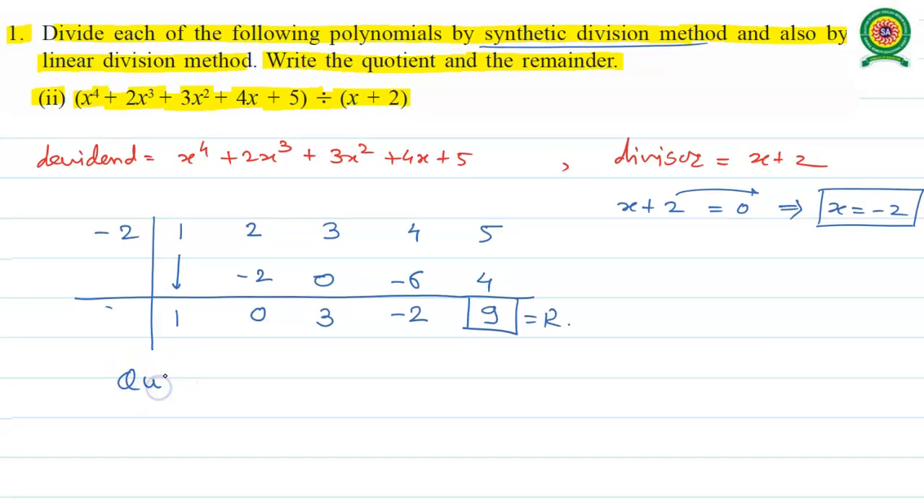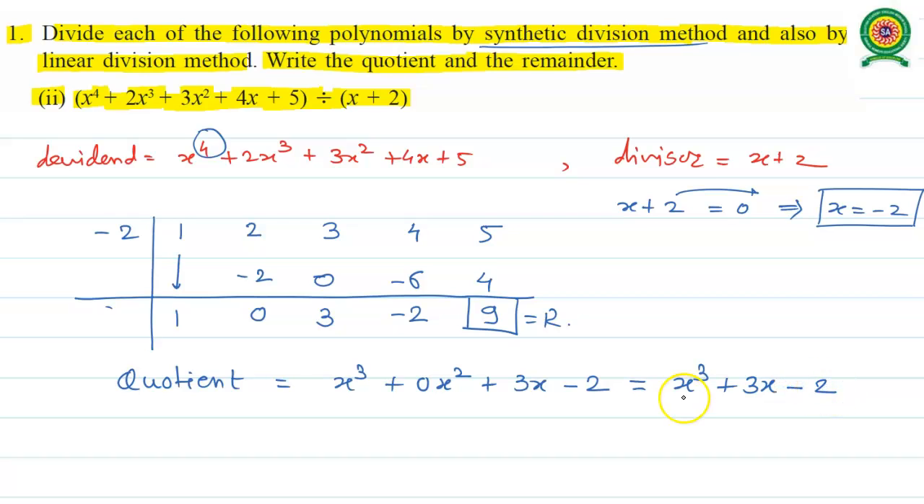Look at the quotient. The quotient has degree less by 1 as compared to the dividend. The dividend's degree is 4. So 1, 0, 3 and minus 2 are the respective coefficients of x cube, x square, x and the constant. So our quotient is x cube plus 0 into x square, and 0 plus anything is the same thing. So our quotient is x cube plus 3x minus 2.